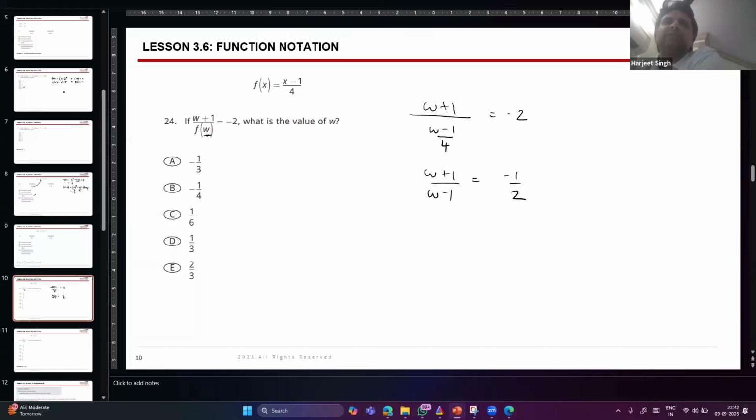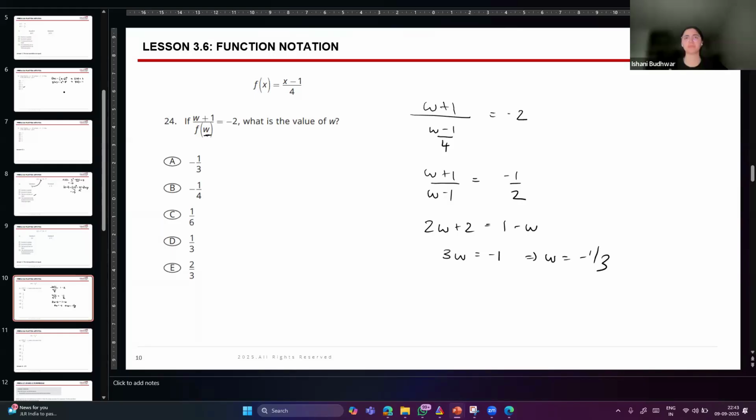Now you can solve it, or you can use plugging in. But this is an easy equation to solve, so might as well just solve it. So 2w plus 2 equal to 1 minus w. So 3w equal to minus 1. So w is minus 1 by 3.